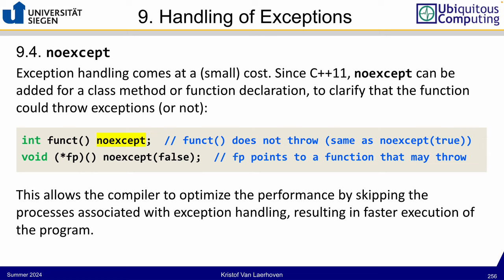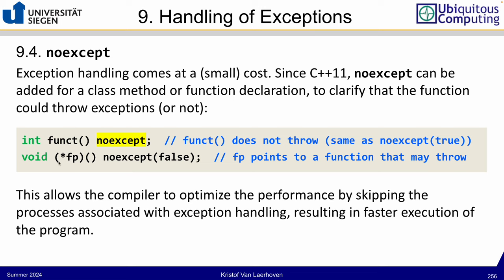And this is something that is available since version 11, and it sometimes makes a lot of sense. So if you have a function and you know for sure that this could never throw an exception, then you just add noexcept. And this keyword can also be used with an argument. So you can add true, and this is basically the same as just saying noexcept. And if you have false, then you basically say noexcept(false), where you explicitly say that this function may throw an exception.